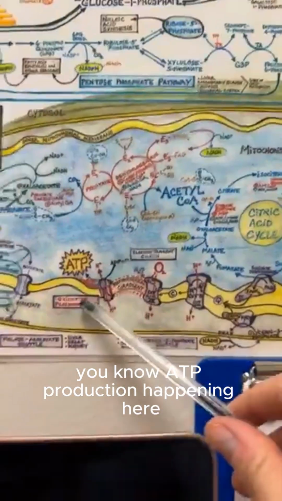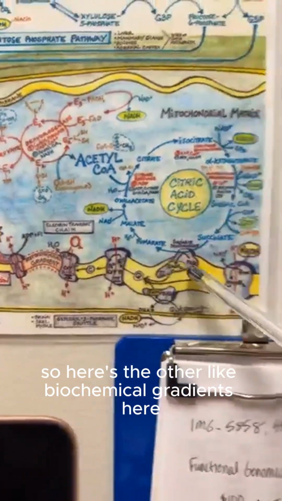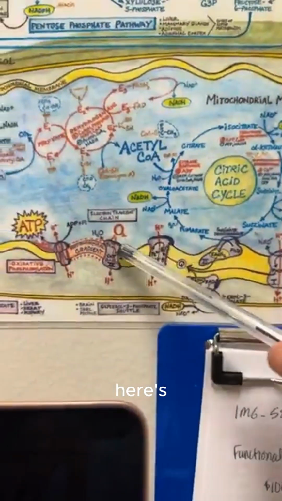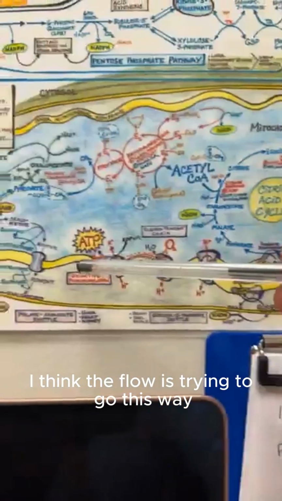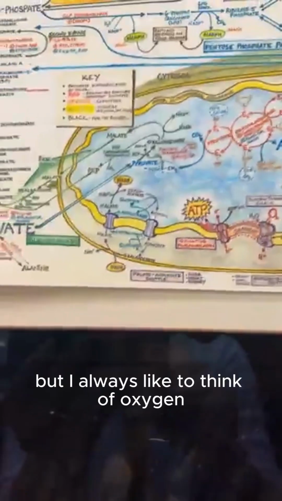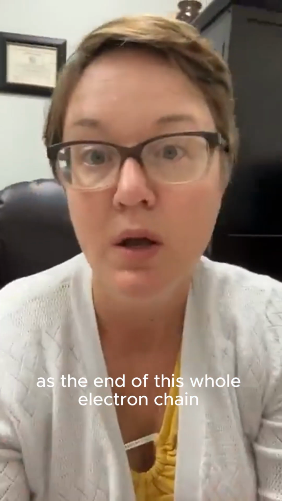So we've got our ATP production happening here. And here are the other biochemical gradients. Here's oxygen, which is what we call our terminal electron acceptor. I think the flow is trying to go this way. It feels like oxygen's in the middle here, but I always like to think of oxygen as the end of this whole electron chain. And that helps drive that into place.